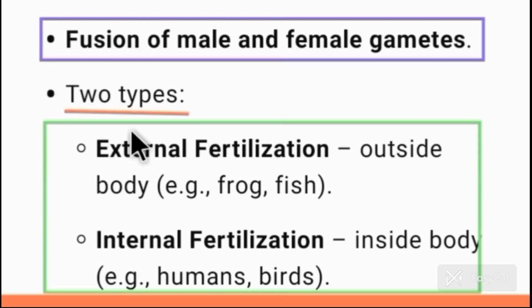Fertilization is of 2 types. External fertilization takes place outside the body. Example of external fertilization is frog and fish. Internal fertilization takes place inside the body. Example is human and birds.